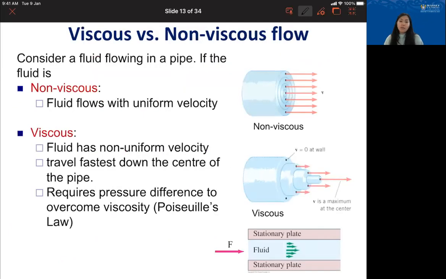Right, so then we've learned about viscosity. We've seen what viscosity is and how it's related to the force and the flow of the fluids. So for non-viscous fluids, the fluids can flow uniformly. So it's very thin, so there's not a lot of internal resistance in the fluid. So the fluid sort of flows uniformly with a uniform speed throughout the fluid. But for a viscous fluid, the velocity is non-uniform.